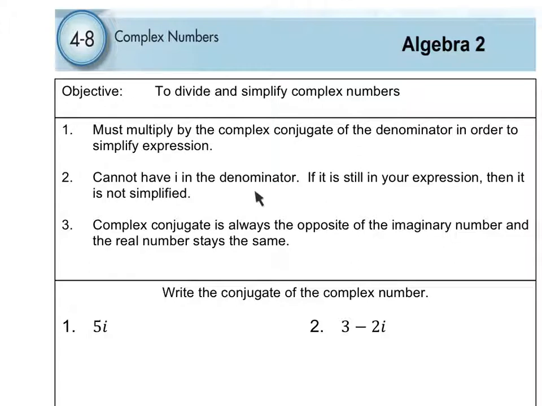You cannot have i in the denominator. If it's still in your expression, then it's not simplified all the way. Okay? And then, again, complex conjugate, reminder, is always the opposite of the imaginary number. Real number stays the same. That's what you should have done in the previous page. So we're going to be able to calculate imaginary numbers with division.